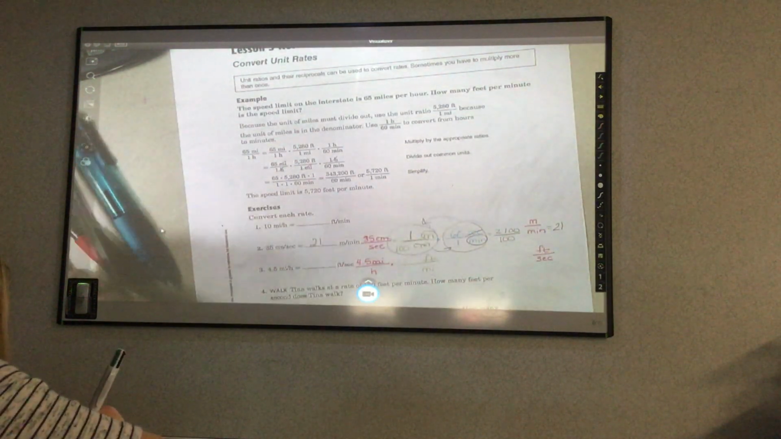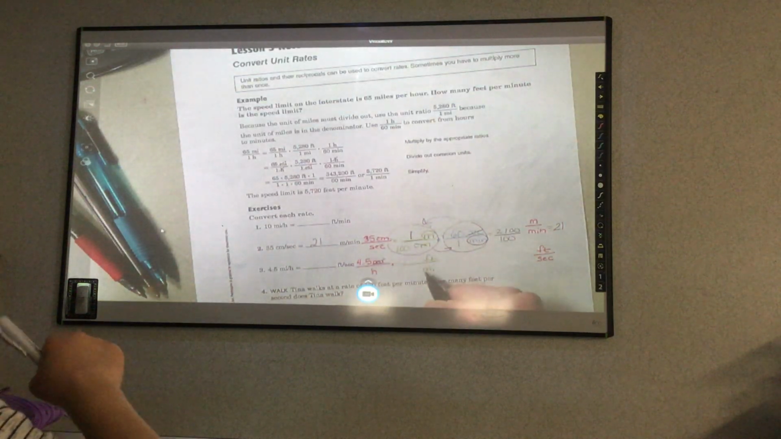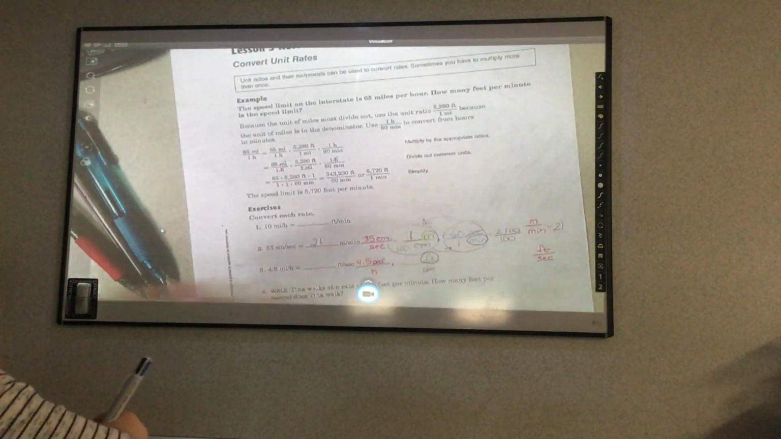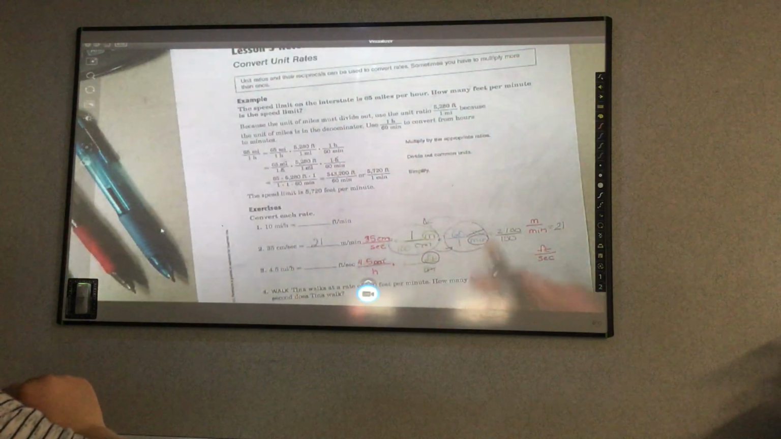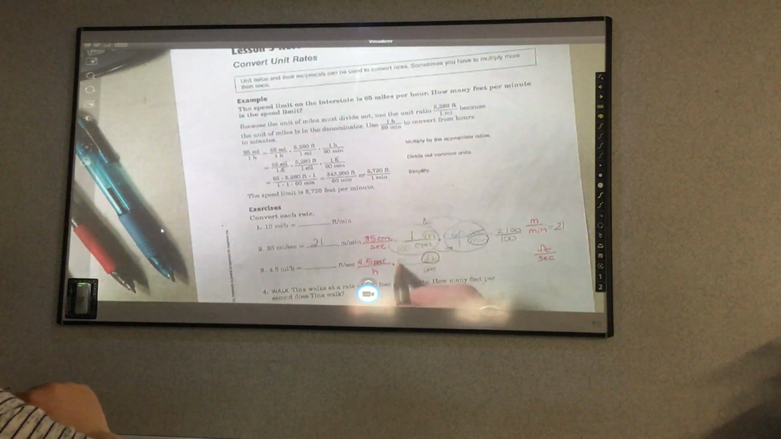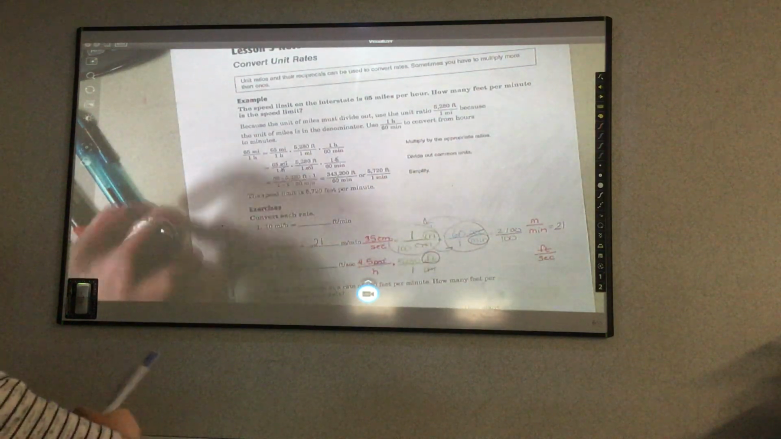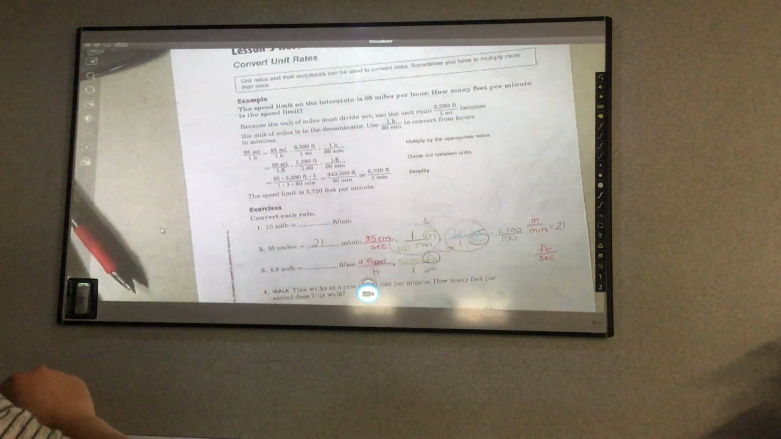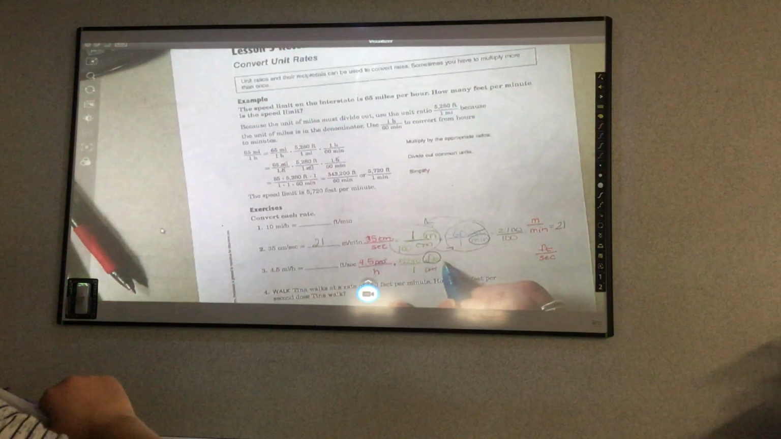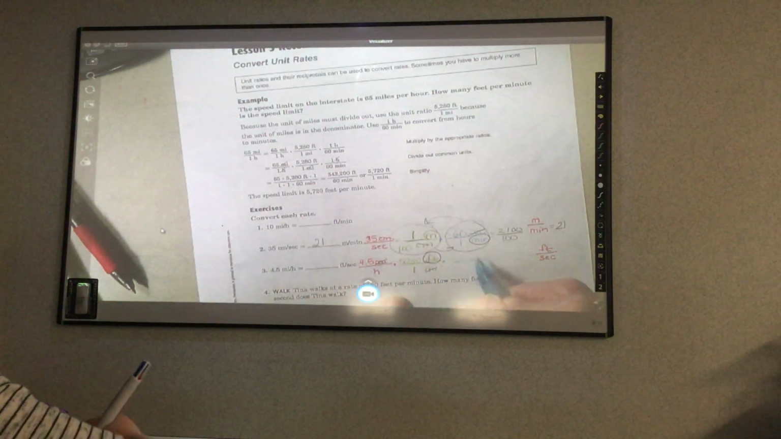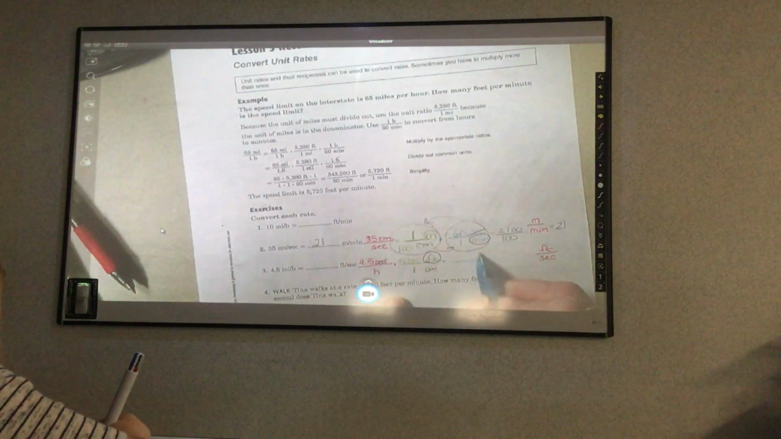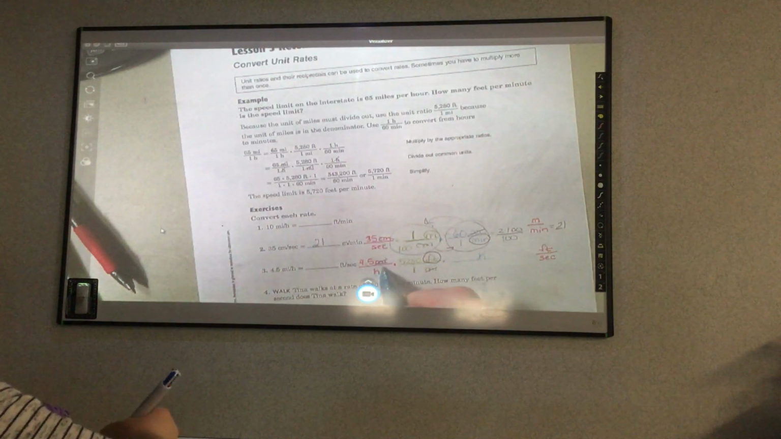So now I'm going to cancel out my miles. I'm going to circle feet. Then I need to say how many feet are in a mile. 5,280 in 1. Done with that row. Now I'm going to work on my hours. So should hours be at the top or the bottom? The top, so I can cancel it out.